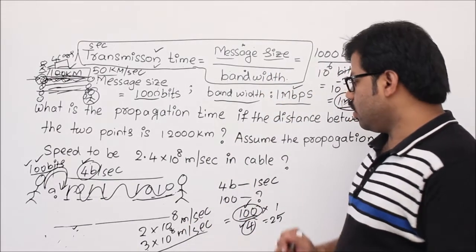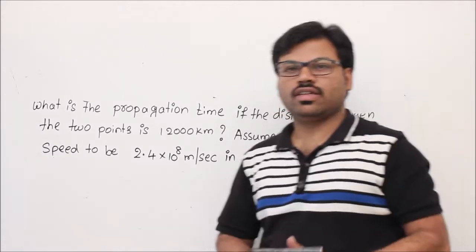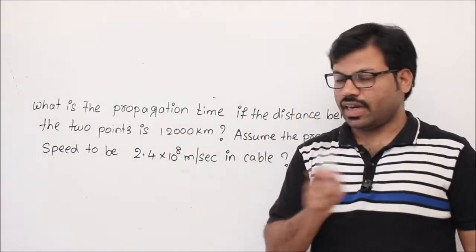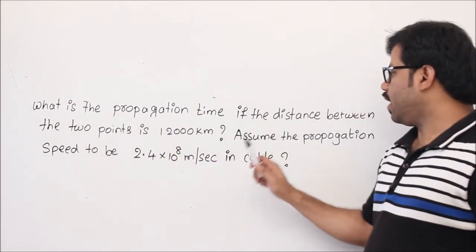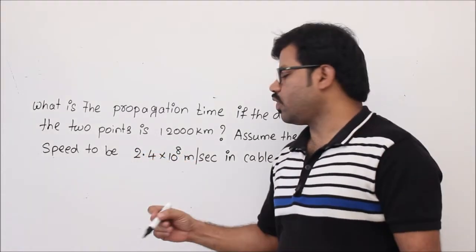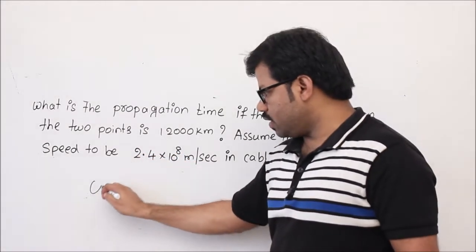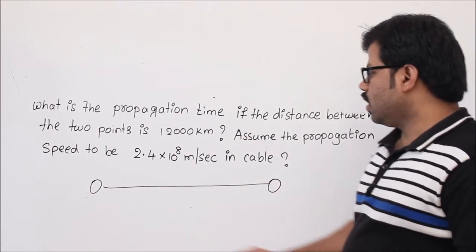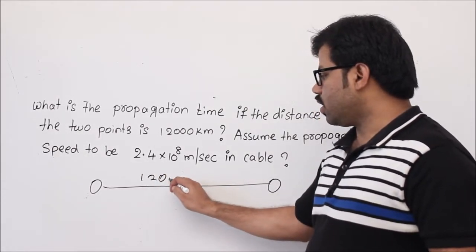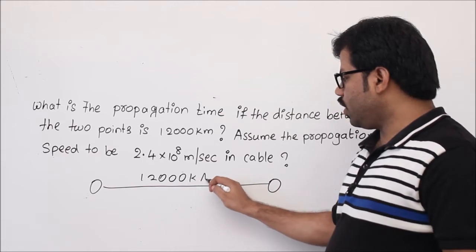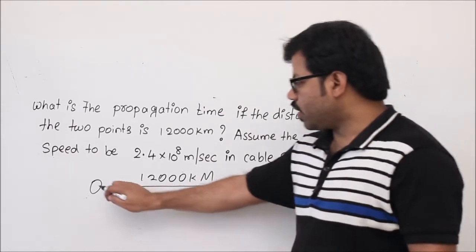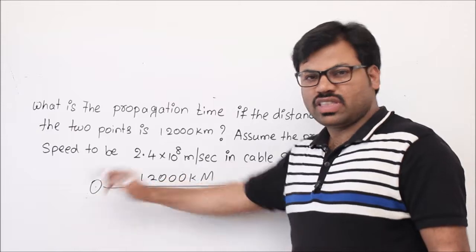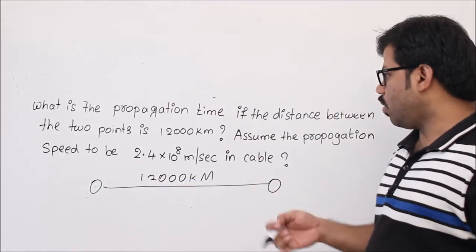Now we will see one example of propagation delay. Read this question. Stop the video and read it. What is the propagation time if the distance between the 2 points is 12,000 kilometers? Now the problem is very simple. There are 2 points, maybe these 2 are computers. The distance is 12,000 kilometers. So that means a very huge distance, right? Maybe you are sending a signal from one computer to a satellite. That is what this problem says.